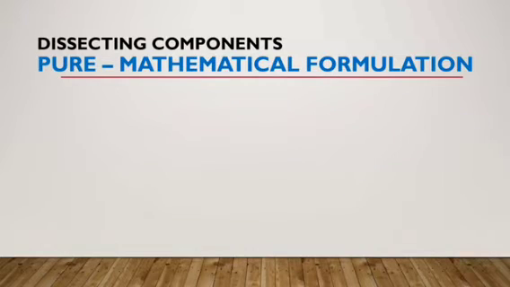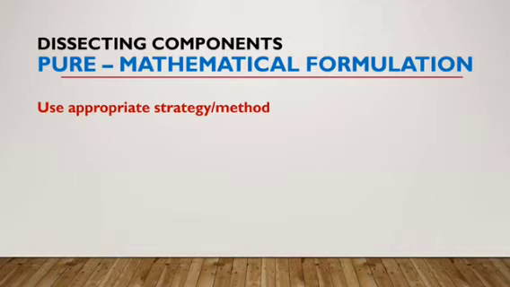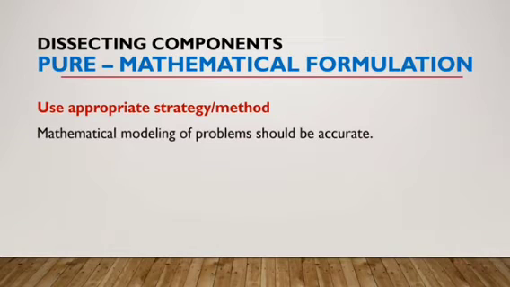The third stage of Collier's process is to execute the plan, that is, to use an appropriate mathematical method or strategy. This involves mathematical modeling of the problem. Here is where you should ensure your mathematical model is accurate, and this is where the teacher's guidance is paramount. The teacher should ensure that the student has the correct mathematical model.